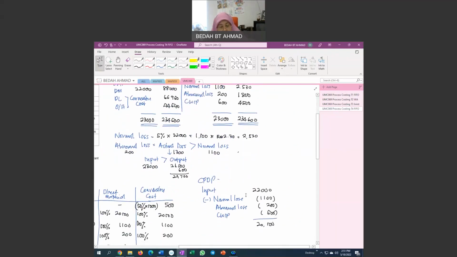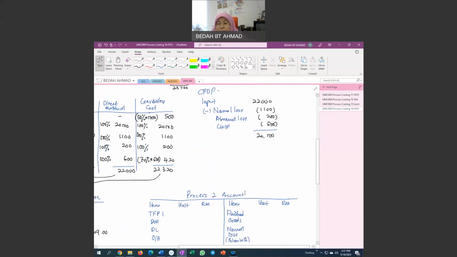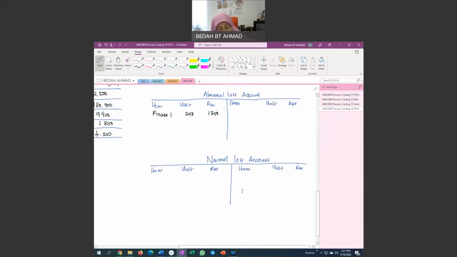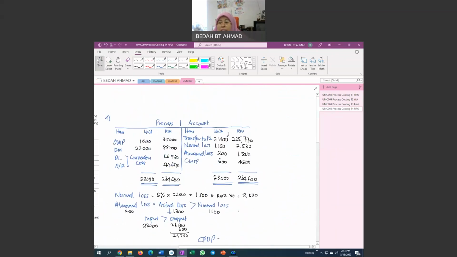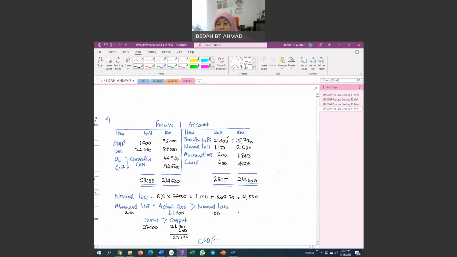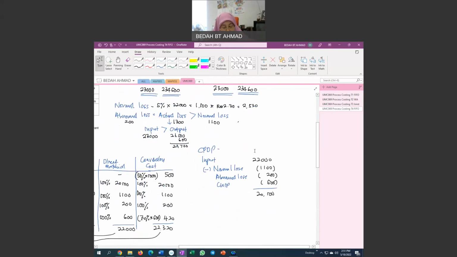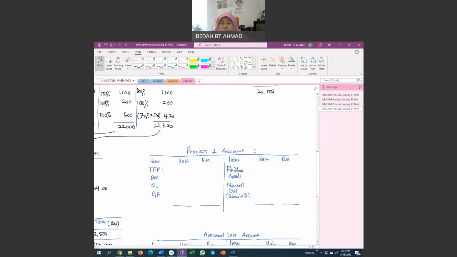Normal loss 1,100, and it is 2,530. Okay, from process 1, 1,100, 2,530. Then we proceed with process 2. Process 2, transfer from process 1. So we have 21,100 units and 225,770.